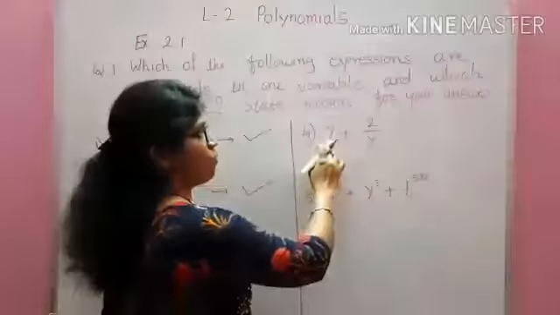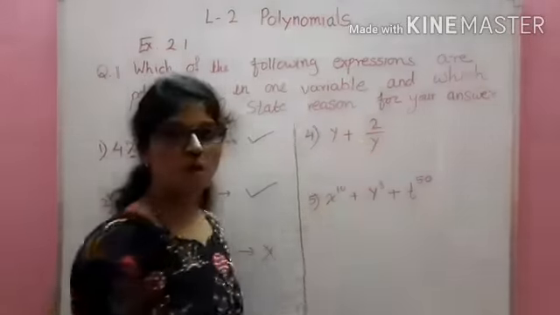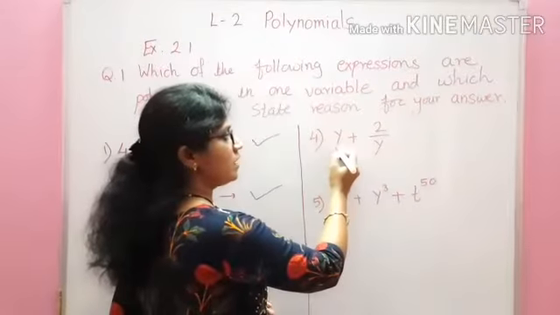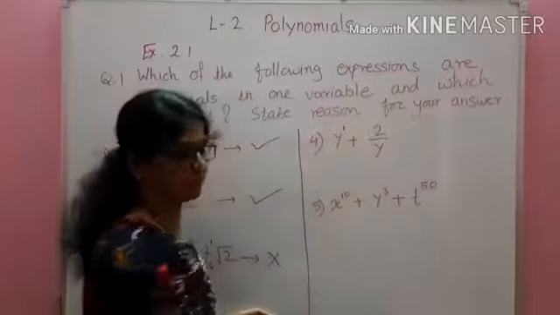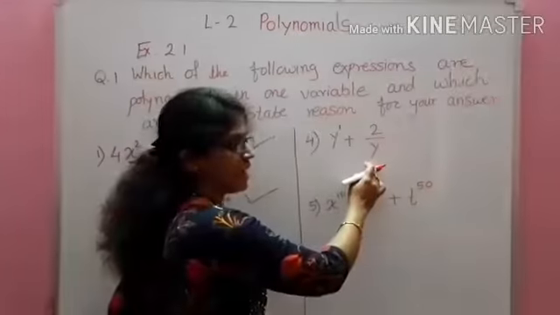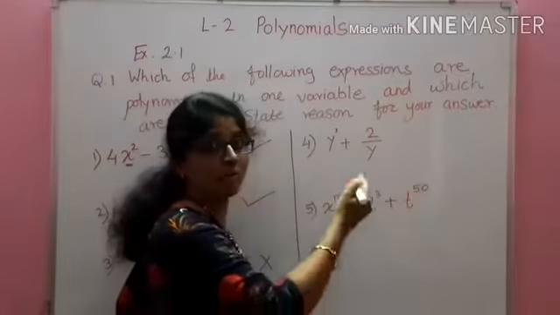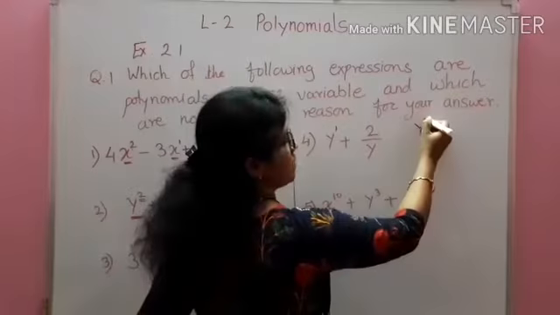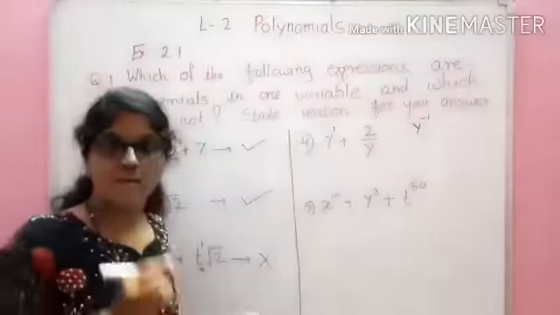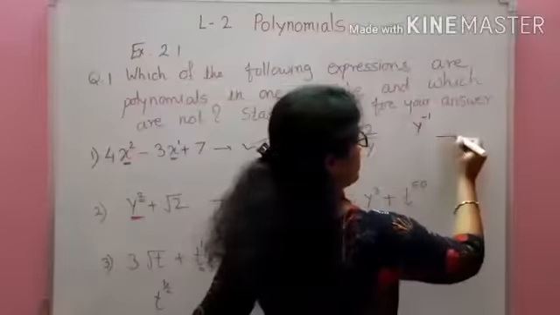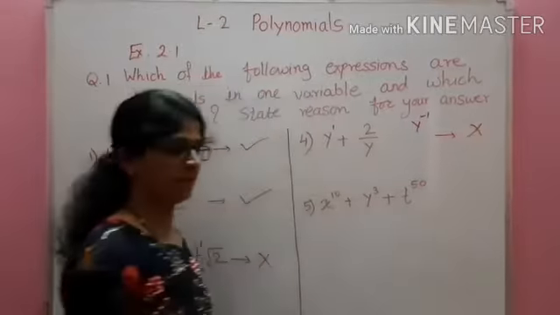Fourth example, y plus 2 upon y. Now here the power is 1, but 2 upon y. As per the exponent rules, when this y comes to the numerator place, the power will become y raised to minus 1. It is not a whole number. So it is not a polynomial.